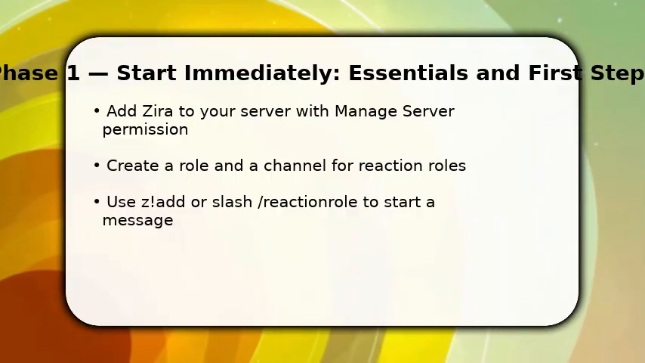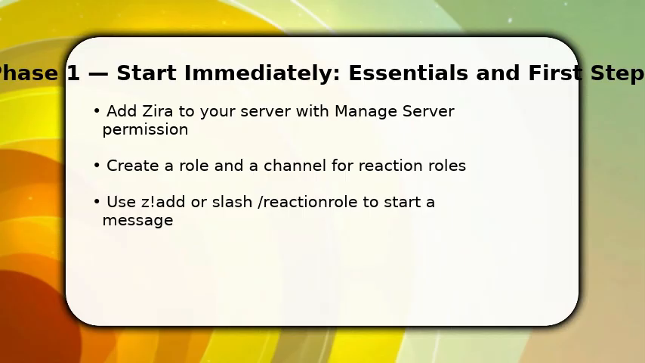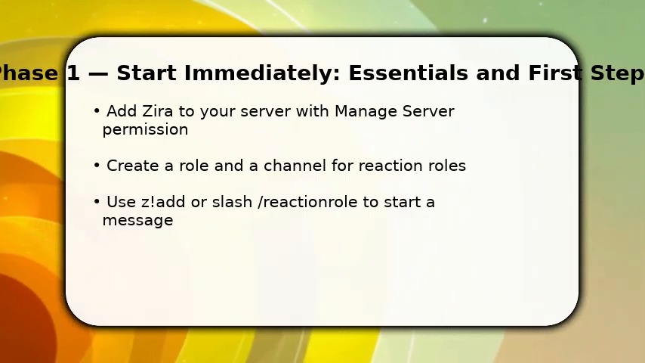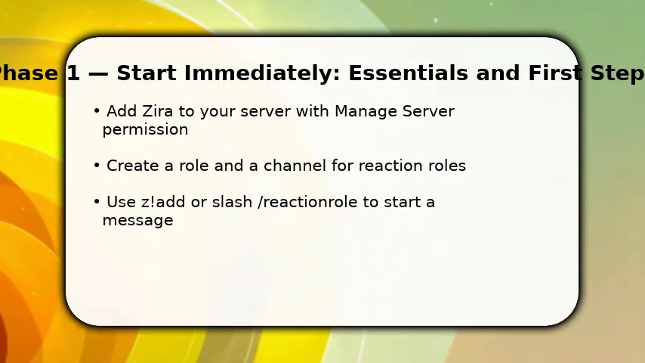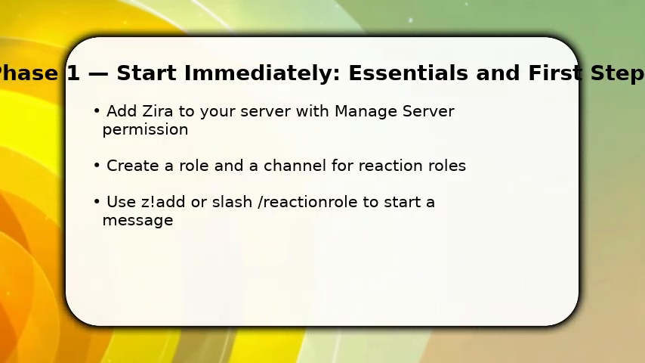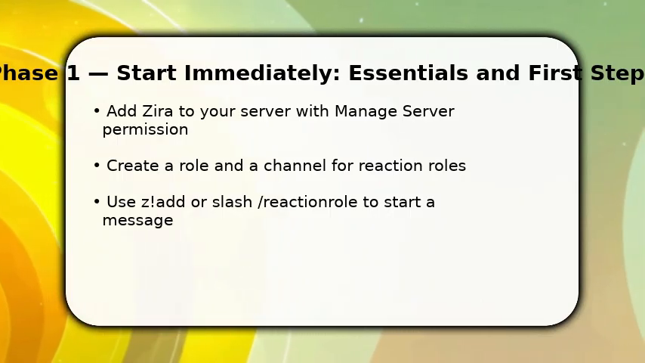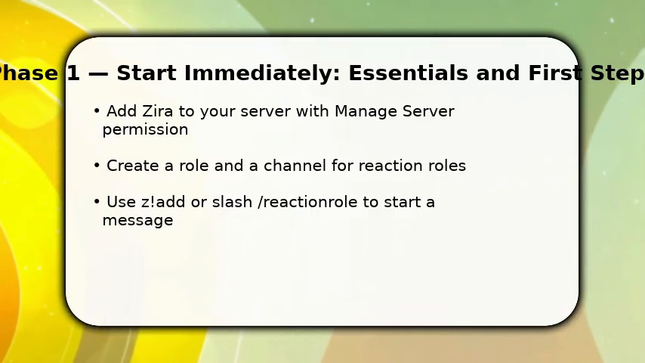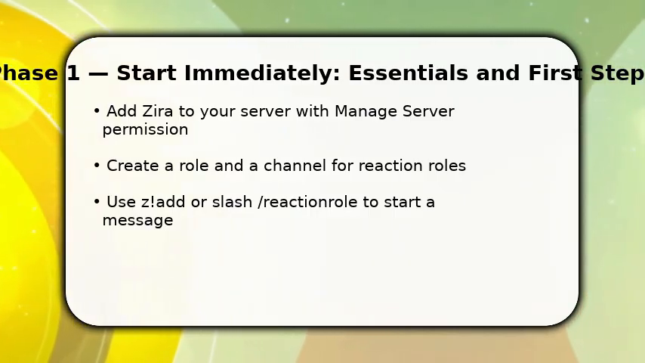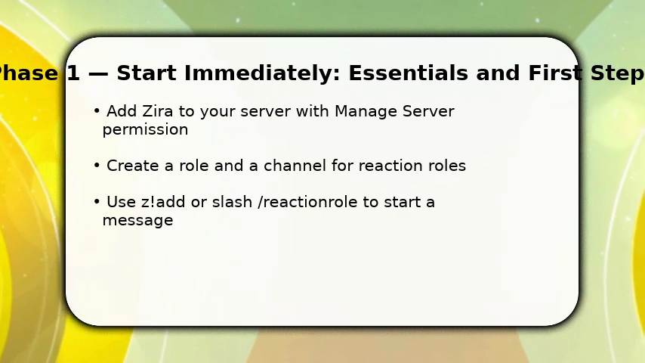You begin by giving Zira the manage roles and read messages permissions. This lets it assign roles. Once done, create the role you want and a dedicated channel for reaction roles. Now, send the message you want users to react to and use the first command, Z, add or the slash equivalent, to link a reaction emoji to that role. You're doing the setup and initiating the mapping. This step ensures Zira can both see the message and apply the correct role when someone reacts.